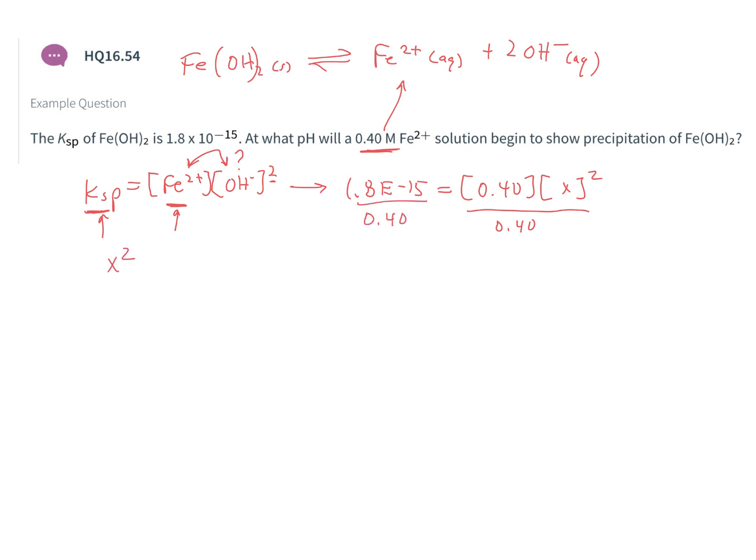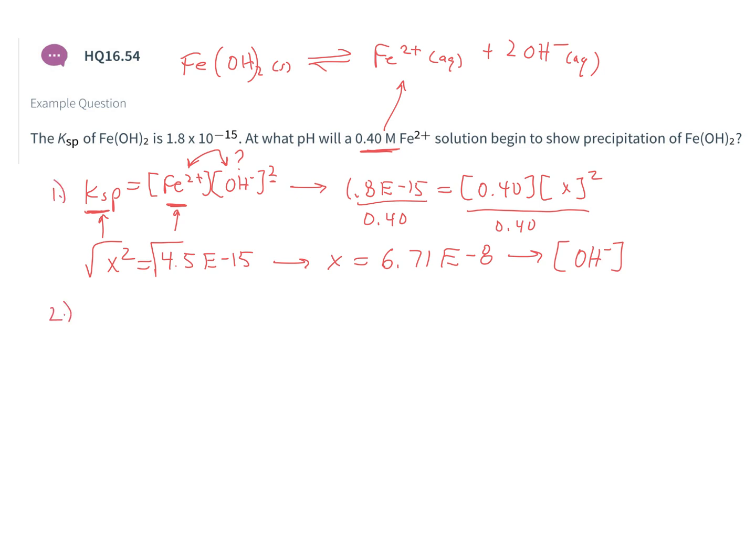And I get X squared equals approximately 4.5 e to the negative 15. Square root of both sides to get X by itself. X equals 6.71 e to the negative 8. What is X? This is my hydroxide concentration. Now that we know the concentration of hydroxide, we can find the pOH of that.